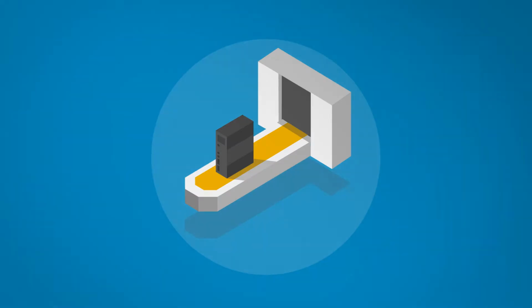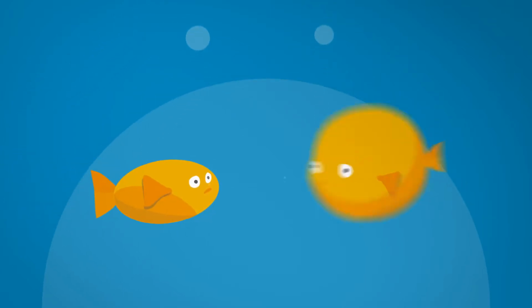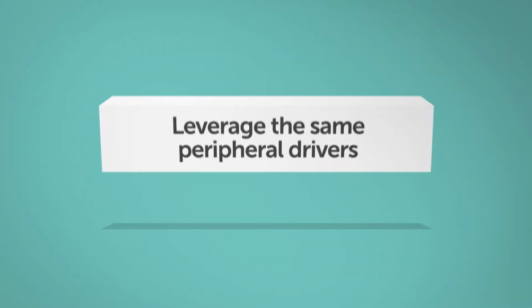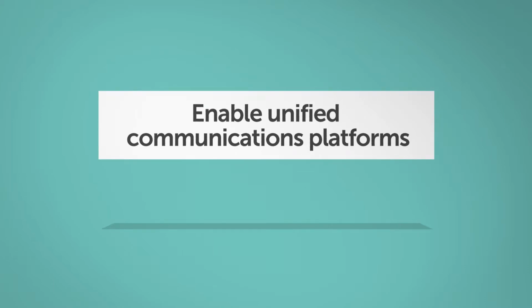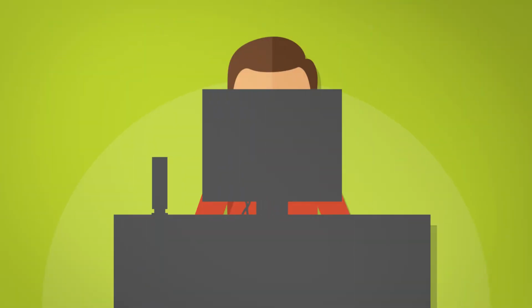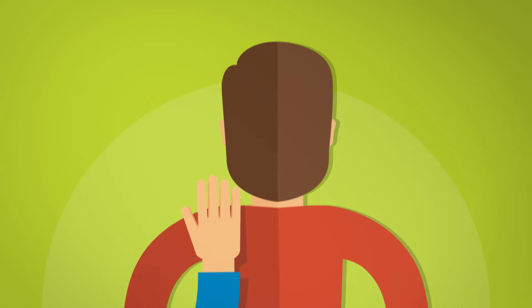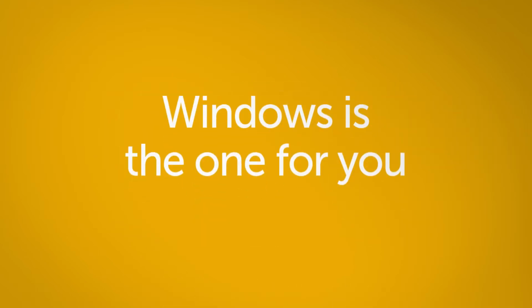They look good, and they are. Windows operating systems for thin clients are skinny versions of their full Windows OS counterparts, and as you'd expect, leverage the same peripheral drivers, run Windows applications locally, and enable unified communications platforms. So those familiar with Windows will find them easy to get along with, like saying hello to an old friend. And like any old friend, they're supportive, reliable, and flexible to meet your sometimes unreasonable demands. So if you want the greatest flexibility and the broadest peripheral support, Windows is the one for you.